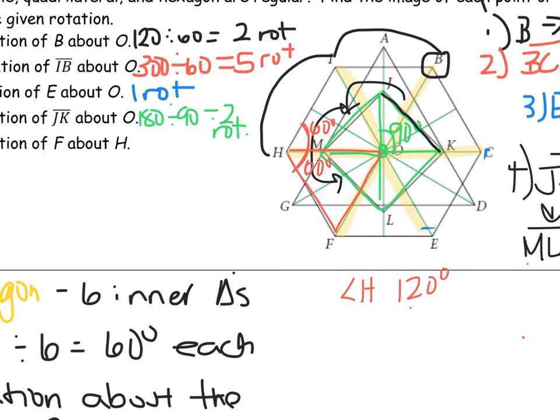So what that means is that 120 degrees, where H is the center of rotation, 120 degrees is one rotation. So we are going to take point F and rotate it once about with the center of rotation as H. So one rotation for point F about the center of rotation being H, one rotation will bring point F up to point I. So F maps to I.